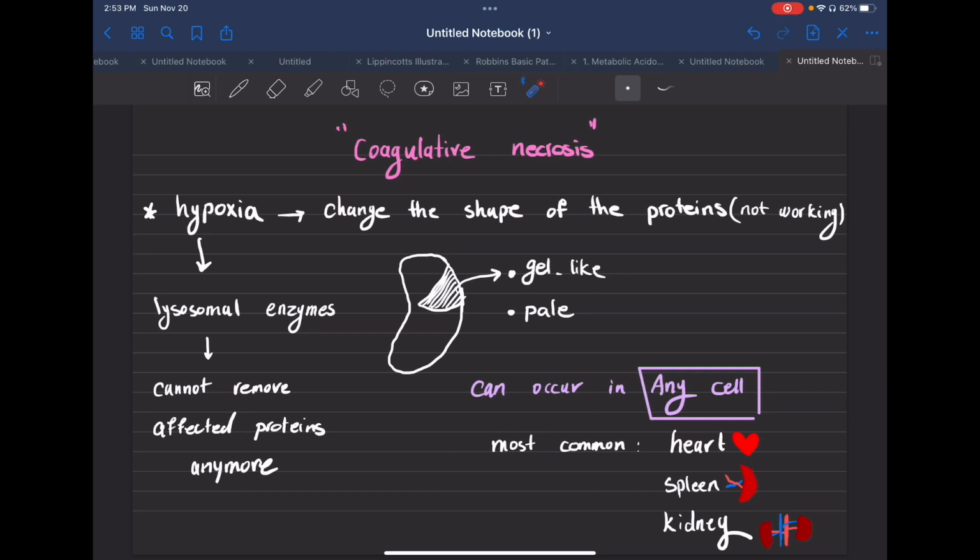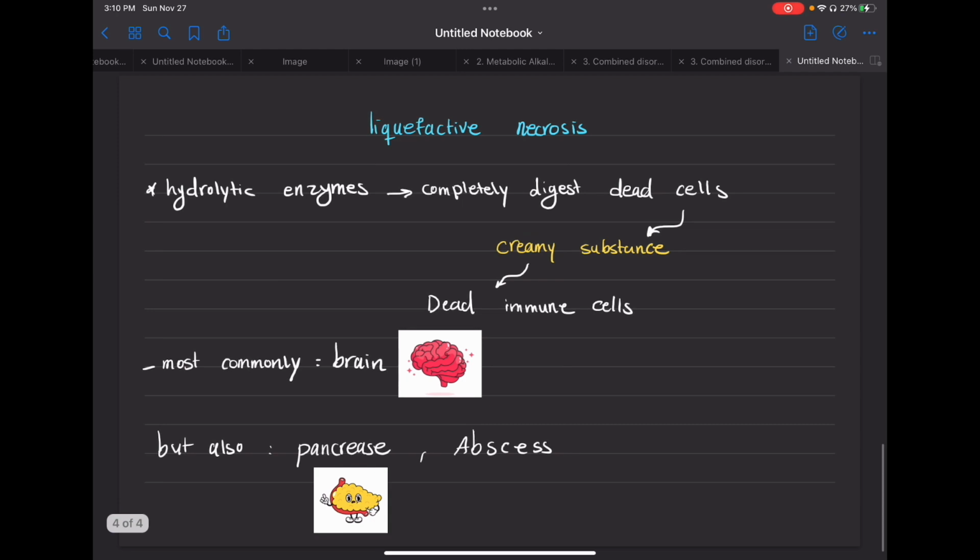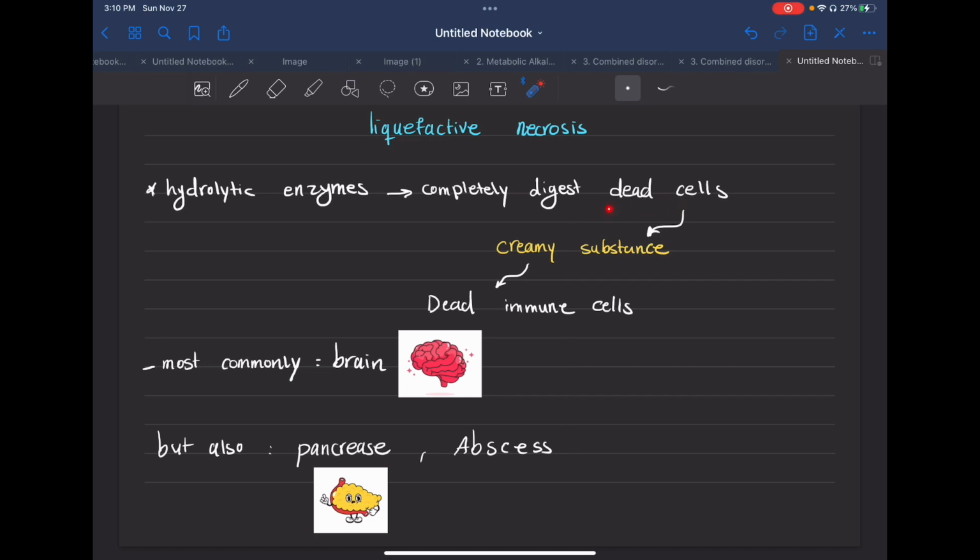And it can occur in basically all cells and all tissues, but most commonly it usually happens in the heart and spleen and kidney. So when you have a lower amount of oxygen to the heart or spleen or kidney, you usually have coagulative necrosis. The other type is liquefactive necrosis. In this one, we have hydrolytic enzymes which completely digest the dead cells. And when it happens, we end up with some creamy substance, which is the dead immune cells.